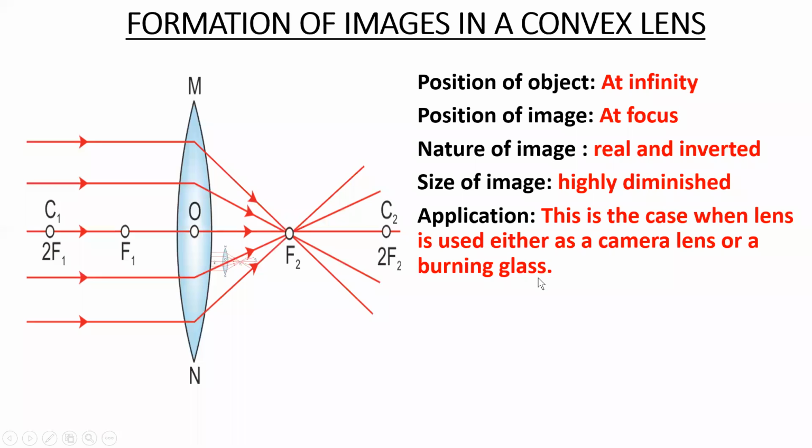Burning glass means that when you are keeping this lens in sunlight, whatever rays fall on this convex lens will converge at a single point, and this point, the secondary focus, will become very hot, and you can burn even a piece of paper or a matchstick.